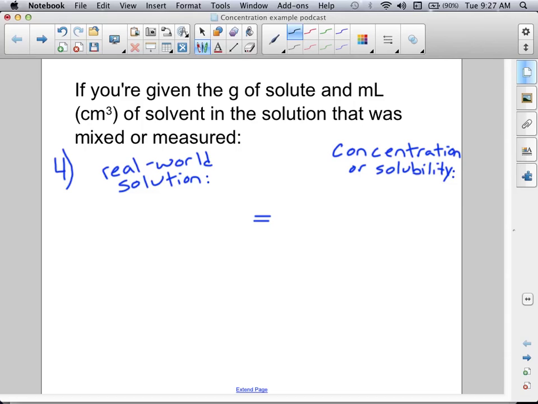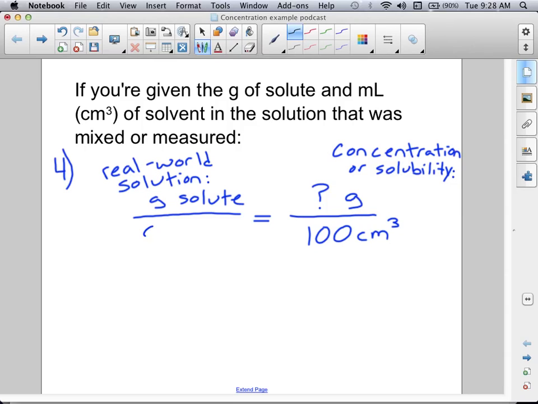So on the right goes your concentration or solubility, which is always how many grams there are in 100 centimeters cubed of solvent. That number always goes on the right-hand side. On the left-hand side goes whatever numbers you actually mixed up. That's going to be your grams of solute divided by your centimeters cubed of solvent.